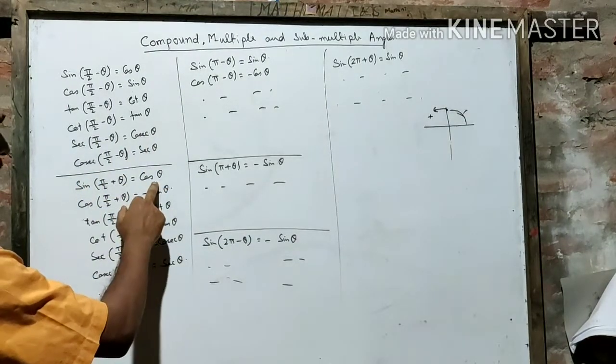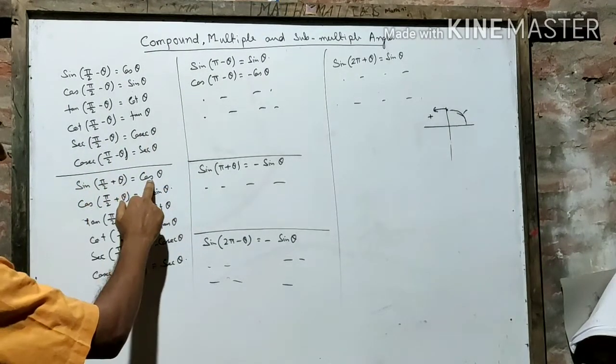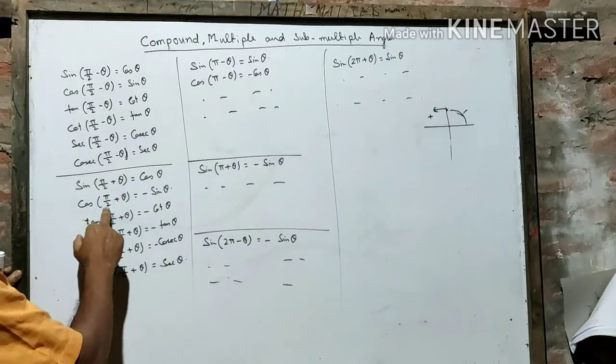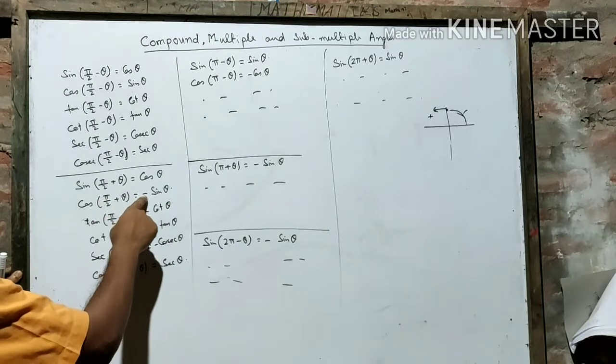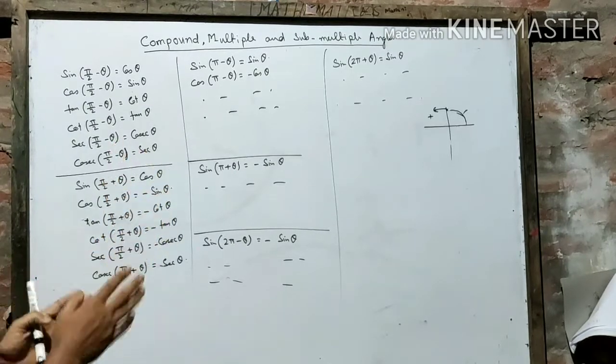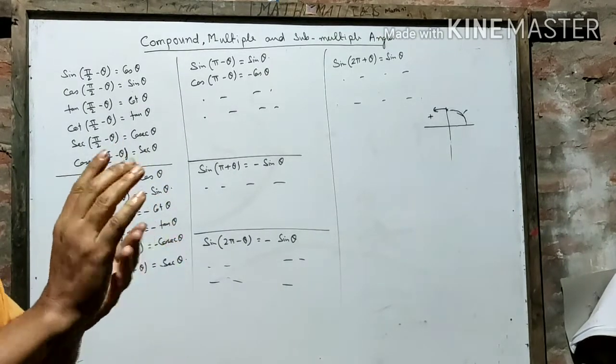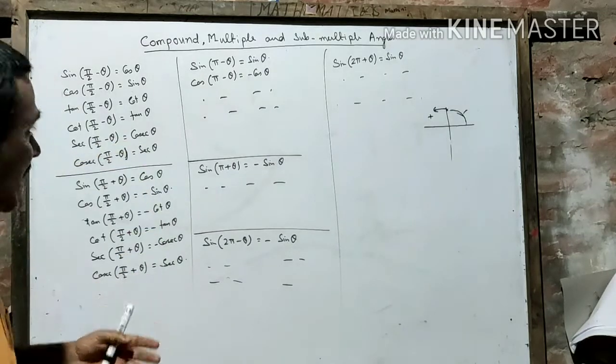So sine changes to cos. Sine of pi by 2 plus theta is cos theta, sine is positive. Cos of pi by 2 plus theta: change, sine theta, and in the second quadrant cos is negative, so minus sine theta. So change in ratio and second quadrant. Okay, you do the rest.